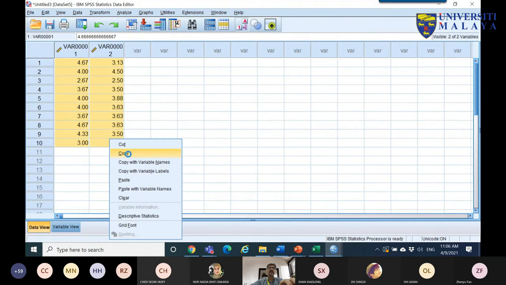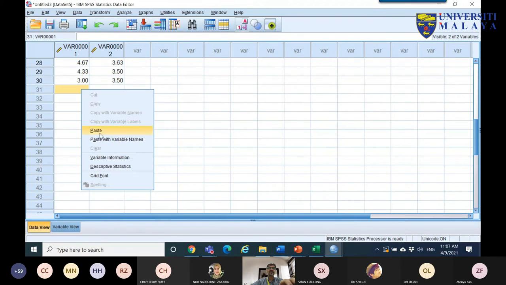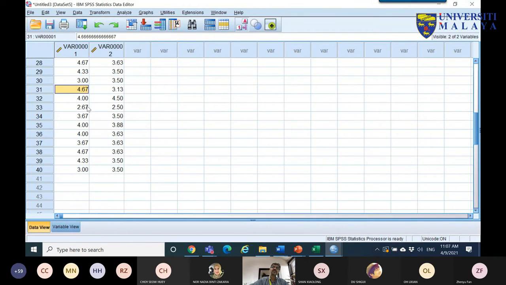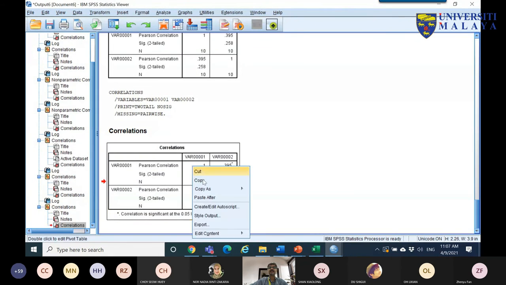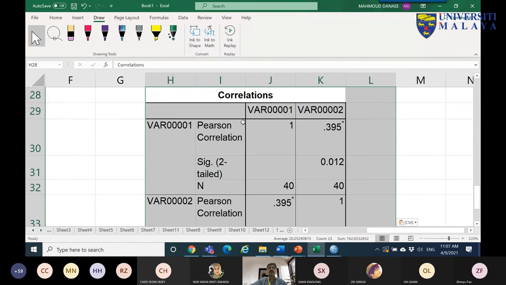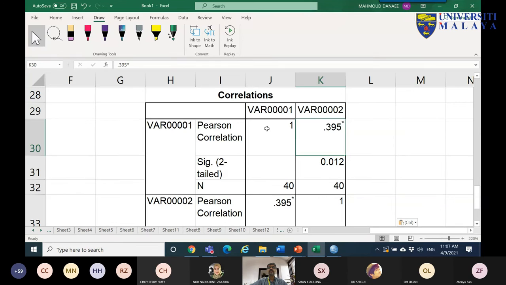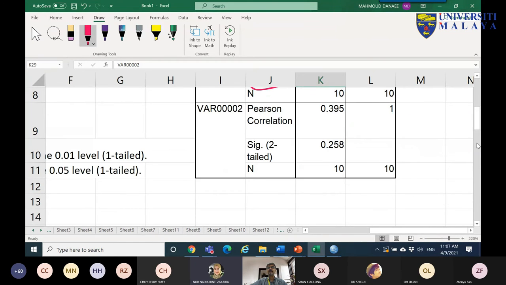Look at here, it's very simple. If I copy my data and paste it, and again I paste it, and again I paste it, do you think the relationship will change? No. I just try again. In this table the Pearson correlation is 0.395. And now look at here. How much is the correlation coefficient between variable 1 and variable 2? 0.395 or so. Is it significant? Yes. So now, what happened?